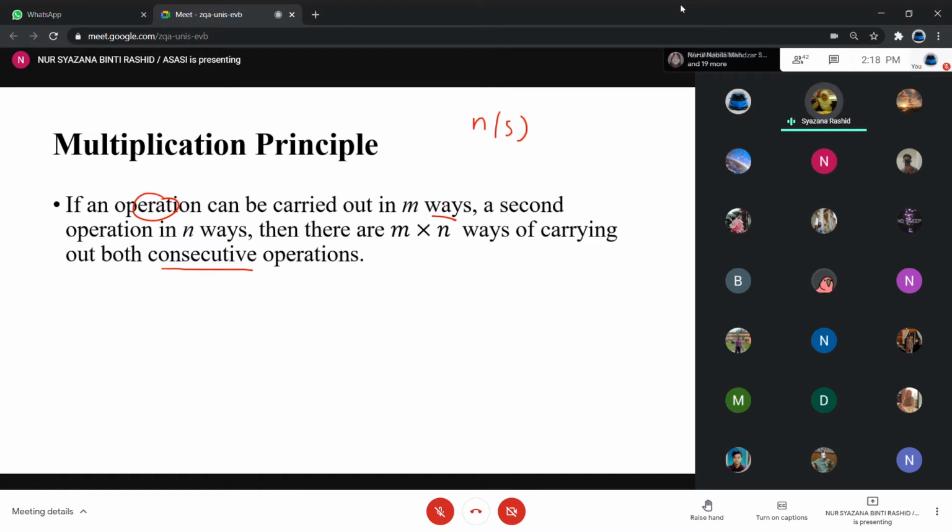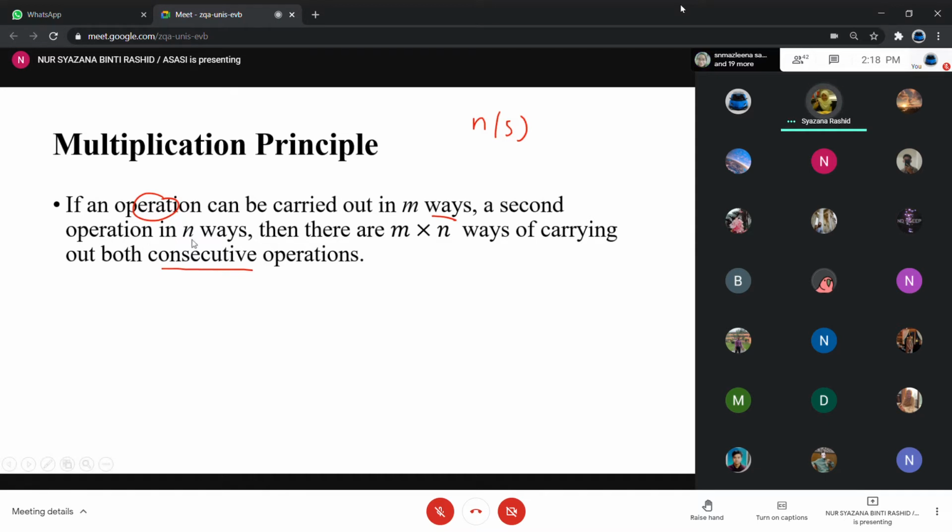There are 2 outcomes or 2 ways. Ada 2 cara. Okay, either you get head or you get tail. Operation berturutan, bersambung. Okay, next will be the second trial. Second trial, I repeat the same trial which is toss a coin and observe head or tail.